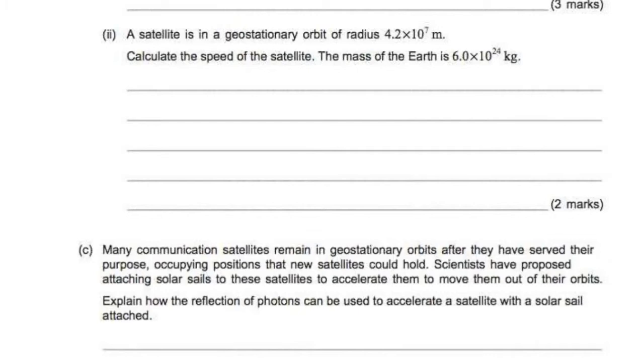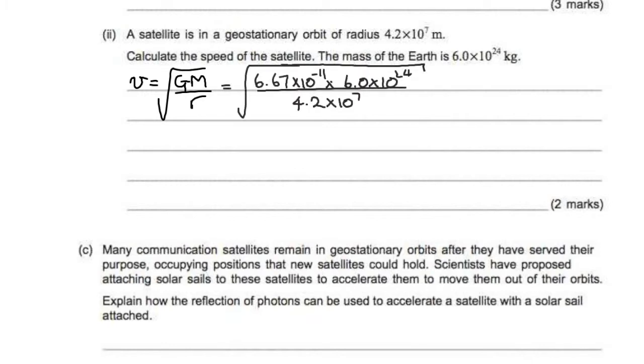We can use our equation from above to calculate the speed of a satellite in a geostationary orbit. The first step is to substitute in the values that are provided in the question, with a calculated value of 3.09 times 10 to the 3 meters per second.